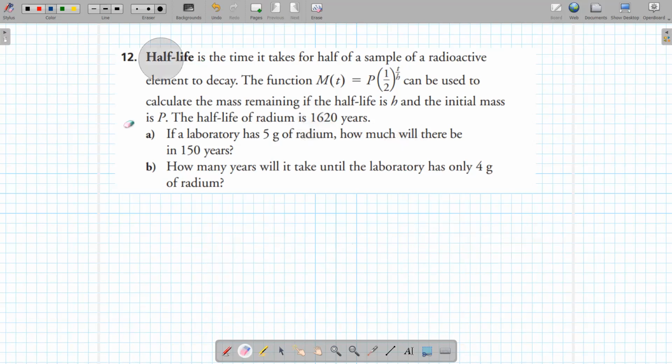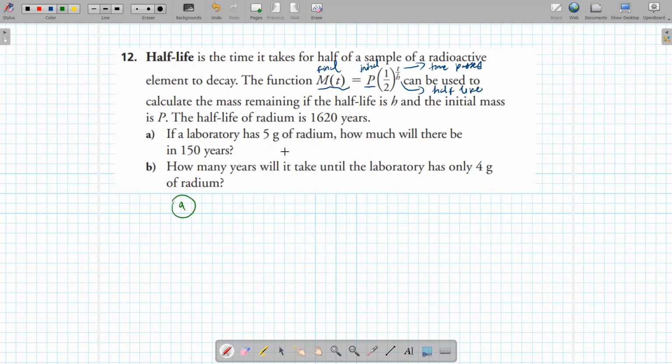They've given us an equation. If you look at the equation here, m of t means the final mass. This entire thing, the y there. P means the initial mass. Half is just half. This t means the time that has passed. And this h here at the bottom is the time it takes, the half-life time. For something like radium, its half-life is 1,620 years, okay?